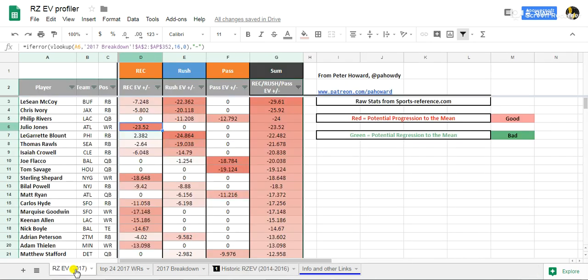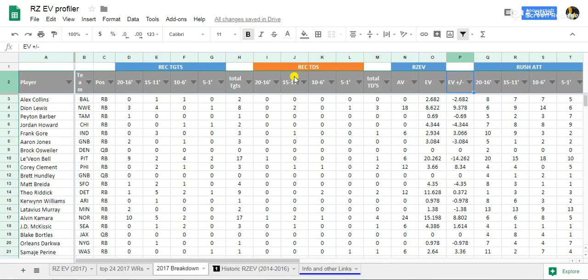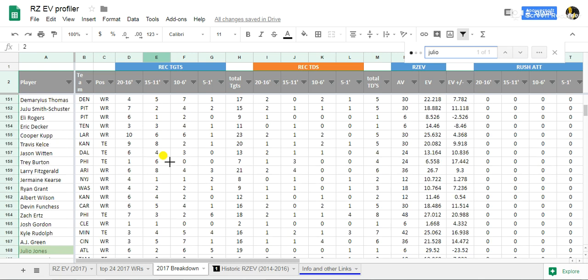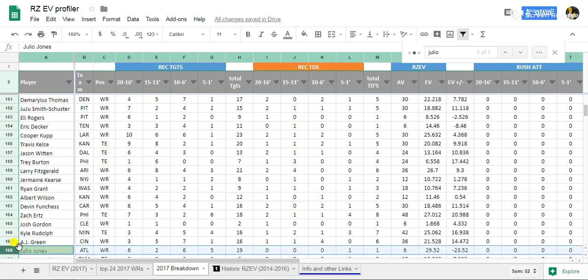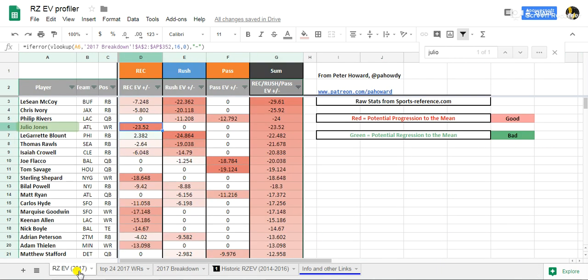Now compare that to 2017, missing 23. One of the reasons for that, as we could see in the breakdown tab, is that he got a lot more opportunity. He got a lot more opportunity last year, and you can see he got 19 total targets, and here's the breakdown of where he had them, and still only caught that 1 touchdown on red zone targets. And so that's partly why it's so high, but that also doesn't matter.